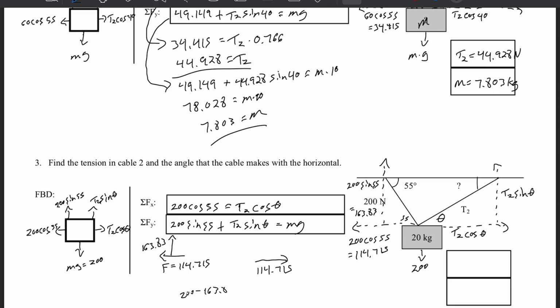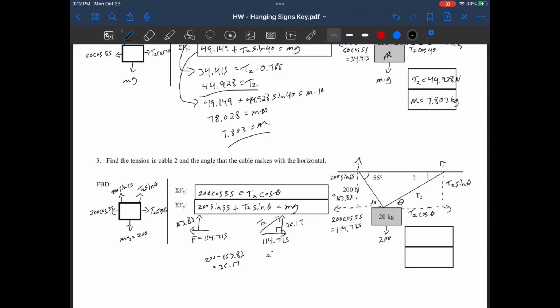So I've got 200 down minus 163.83 equals what? I got 36.17. So T2 is pulling up with 36.17 because collectively my two ups have to equal my down. So when I add those together, I should get 200. Now to find T2, I'm looking for the hypotenuse of this triangle. If I know the other two sides, geometry taught me Pythagoras: A squared plus B squared equals C squared.